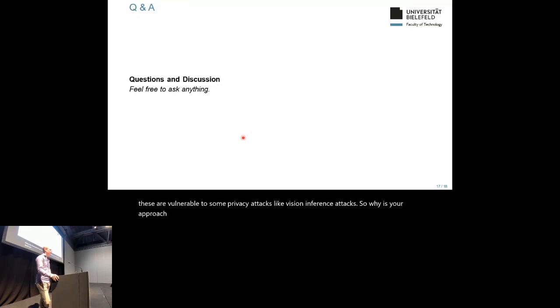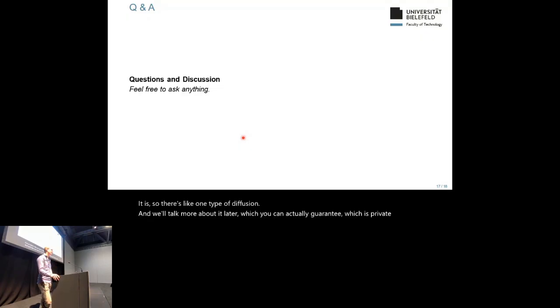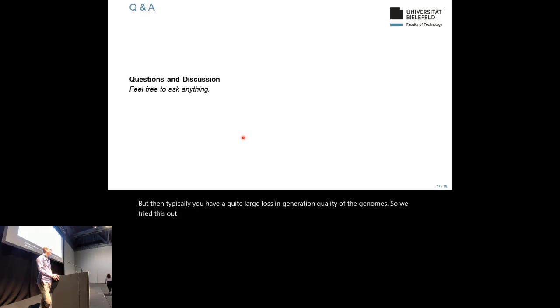That's in general a very good question. There's one type of diffusion, we can talk more about it later, which you can actually guarantee is private. This is privately guided diffusion. But then typically you have quite a large loss in generation quality of the genomes. So we tried this out and it wasn't perfect.